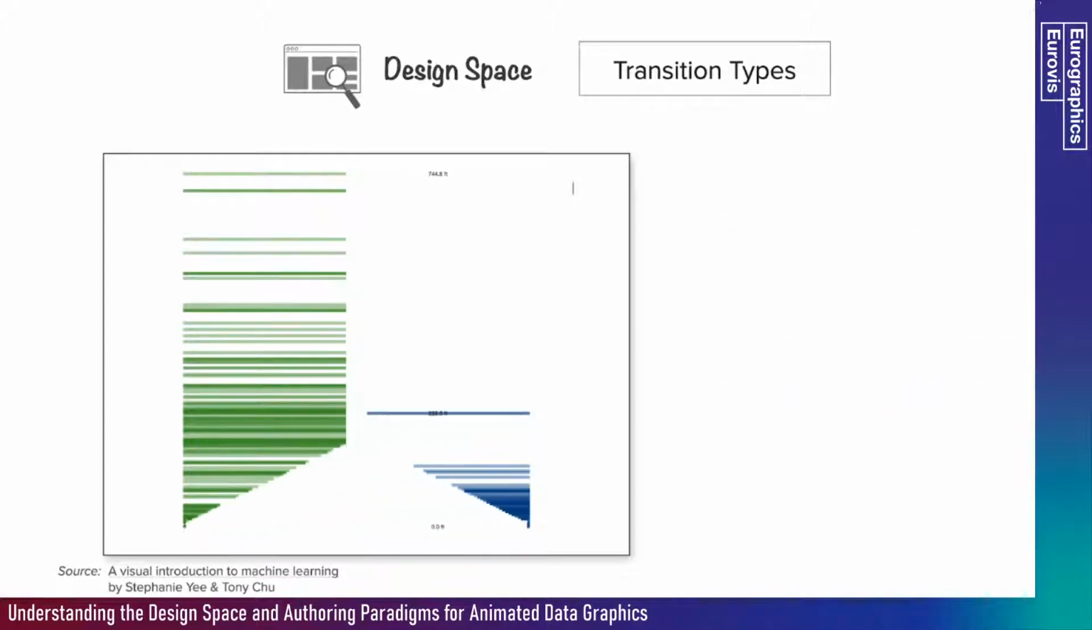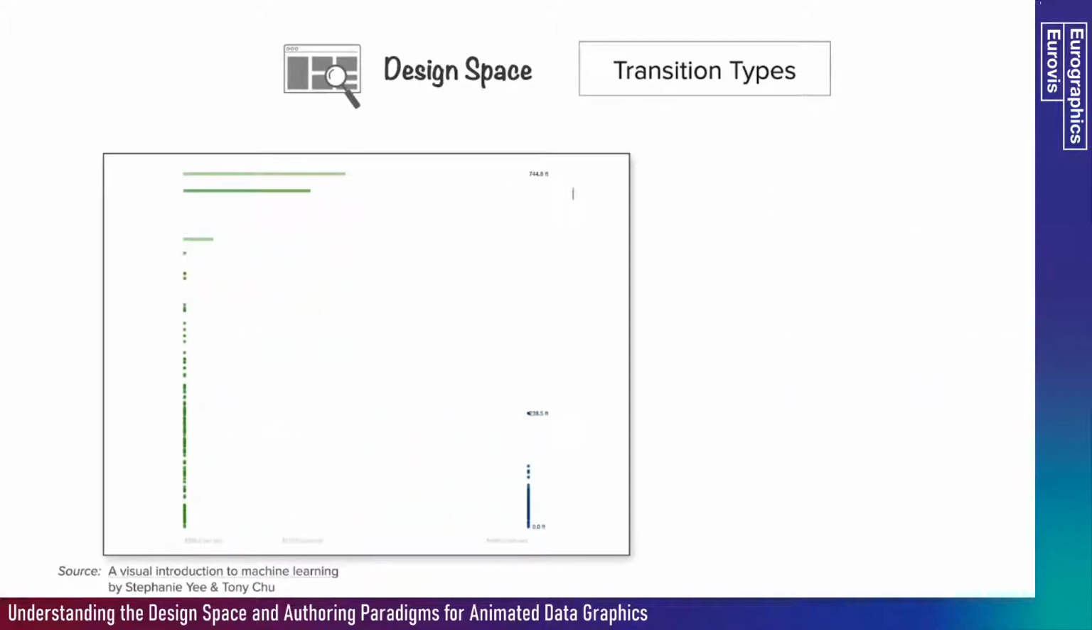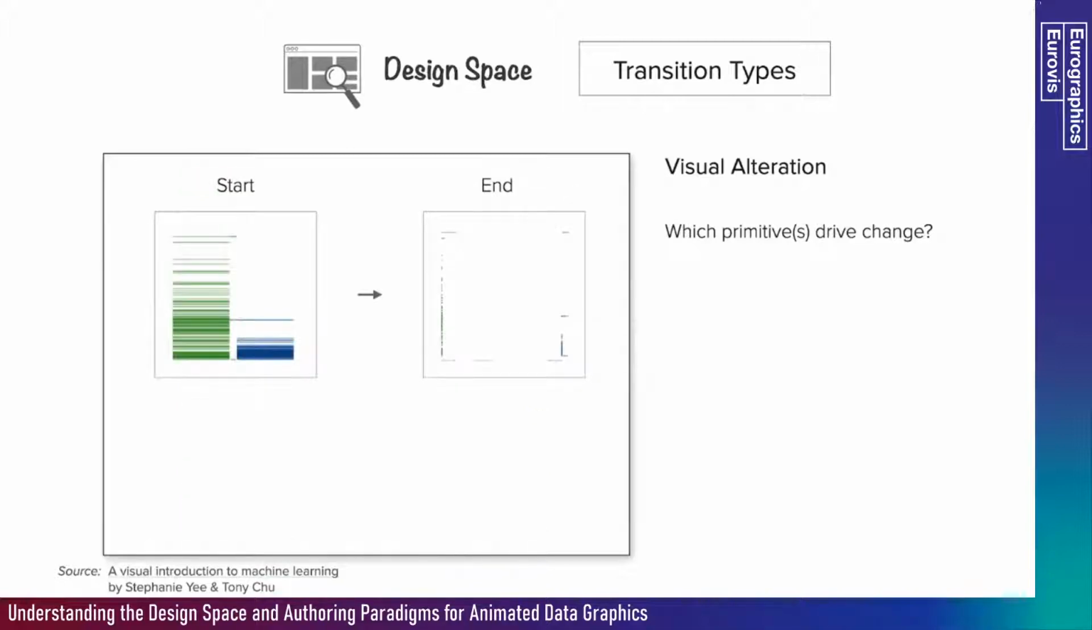We transition from this chart by modifying the rectangles into circles. This is an example of a visual alteration. We define the transition type based on which primitive drives the change. We break the animation down further from start to end frame.